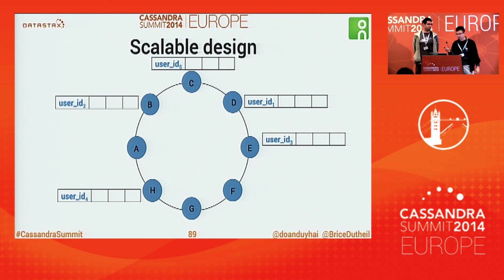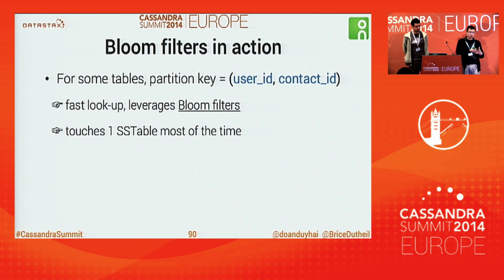Okay, that's the idea. For some tables, we also add the contact ID as part of the partition key, because we want to leverage the Bloom filter for very fast lookup. If the contact does not exist, the Bloom filter will give you a true negative. You will never hit disk, so it's very fast. And if the Bloom filter says yes, you will touch disk and touch only one file most of the time.